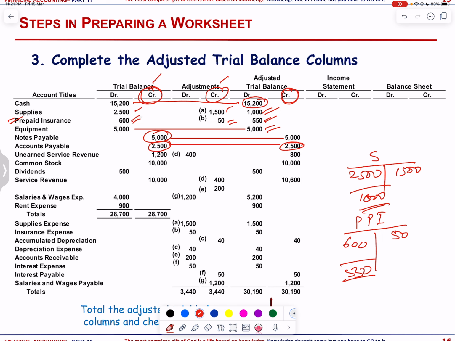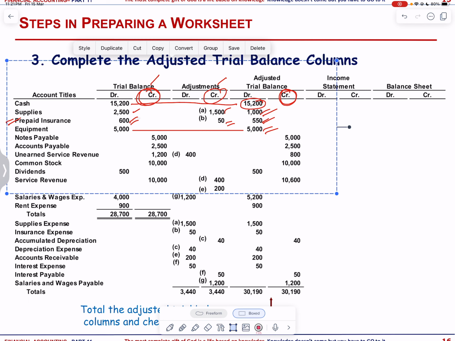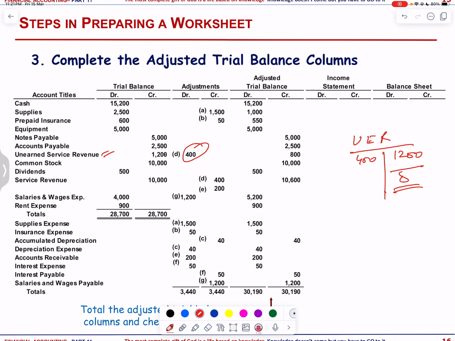For unearned revenue, we can see that the amount 1200 is in the credit and the adjustment is debit by 400. That means the balance is in the credit for 800, and that's what we have in the credit column. For common stock, it is 10,000. For dividends, we have 500 in the debit, so we simply record in the debit column 500.